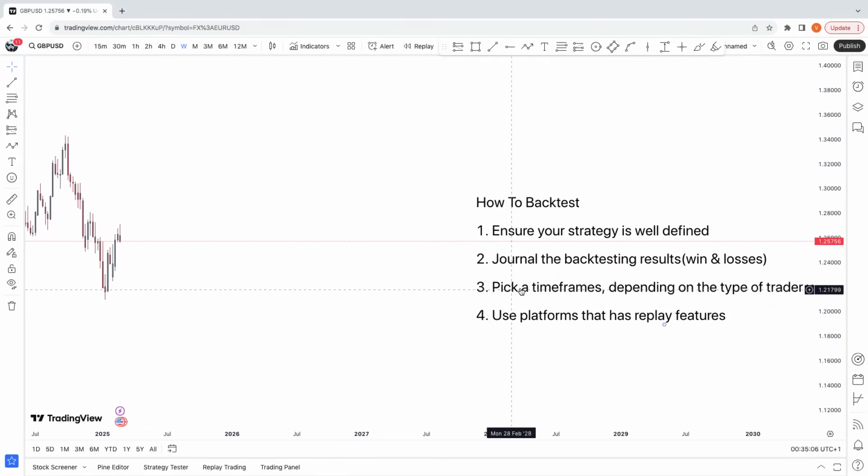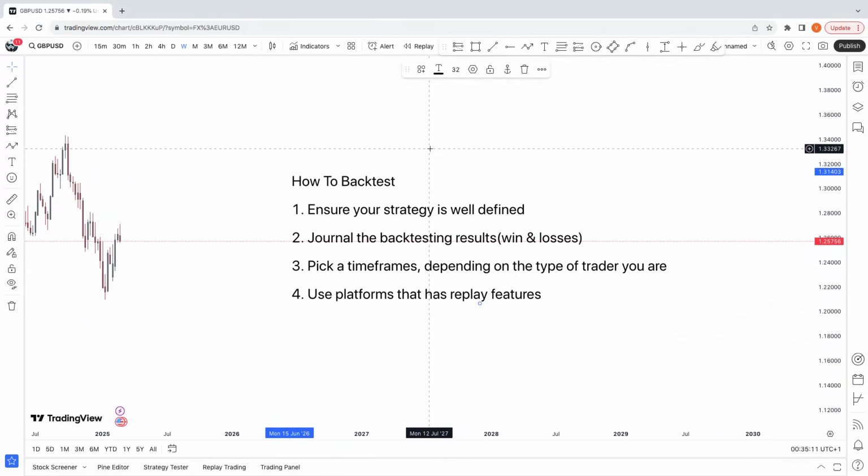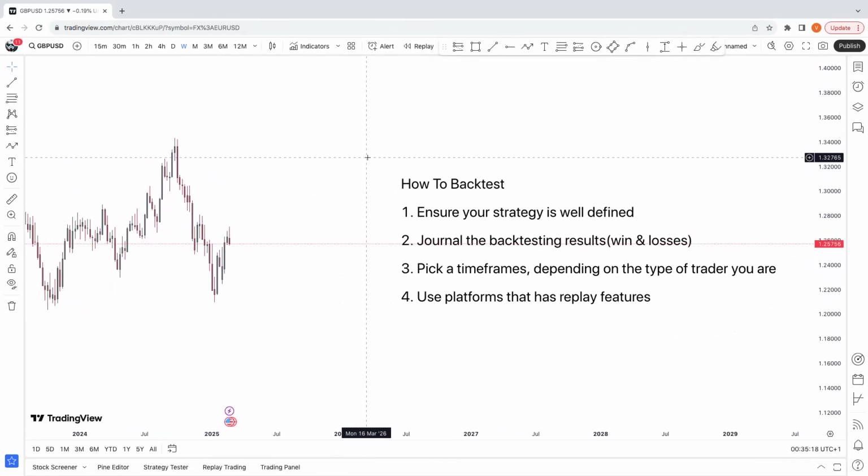The number three thing is pick a time frame, depending on the type of trader that you are. Are you a swing trader? Are you a day trader? Are you a scalper? Right? Now, if you understand the kind of trader you are, then you know the kind of time frames to work with when you're backtesting, right? After you've gotten your general market bias, you can then go down to your favorite time frame based on the type of trader that you are to begin to look out for how price played out when your setup appeared, right? And then the last thing is use a platform that has replay features.